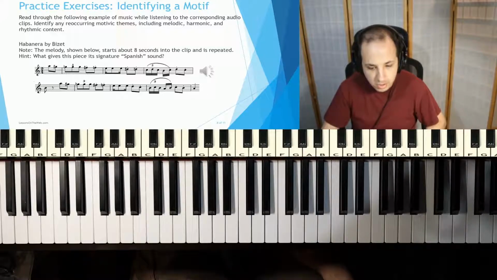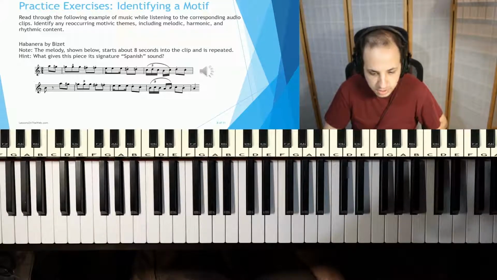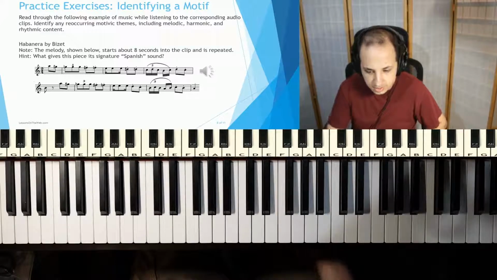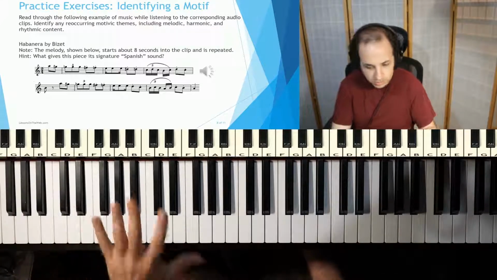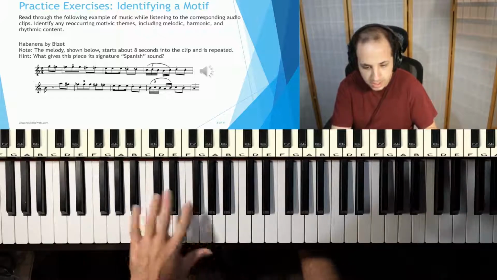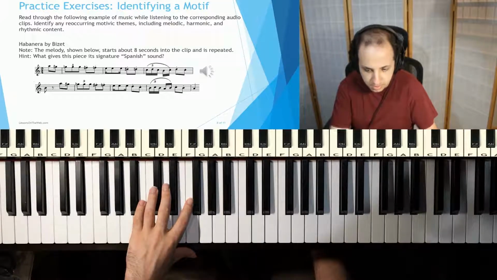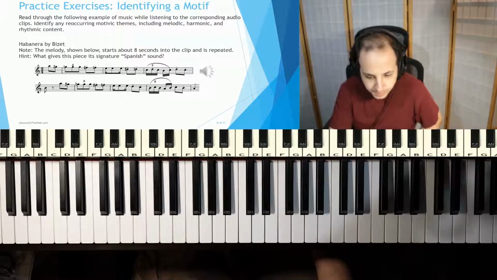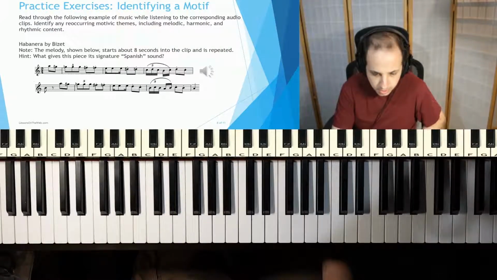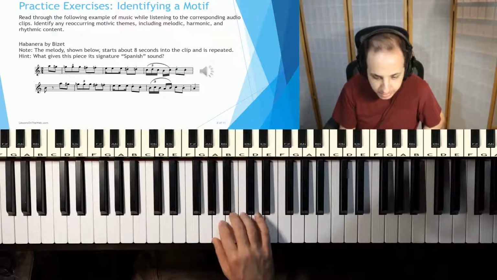Okay, identifying a motive. So read through the following example of music while listening to the corresponding audio clips. Identify recurring motivic themes. I can let you listen to this on your own. Pretty much harmonic and rhythmic content. So the melody shown below starts about 8 seconds into the clip. If you play it from here, what gives this piece its signature Spanish sound? So let's go over that part of it.